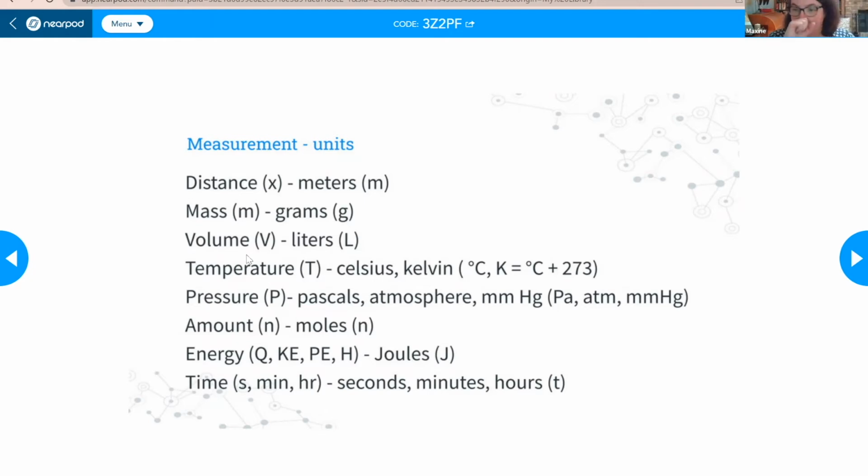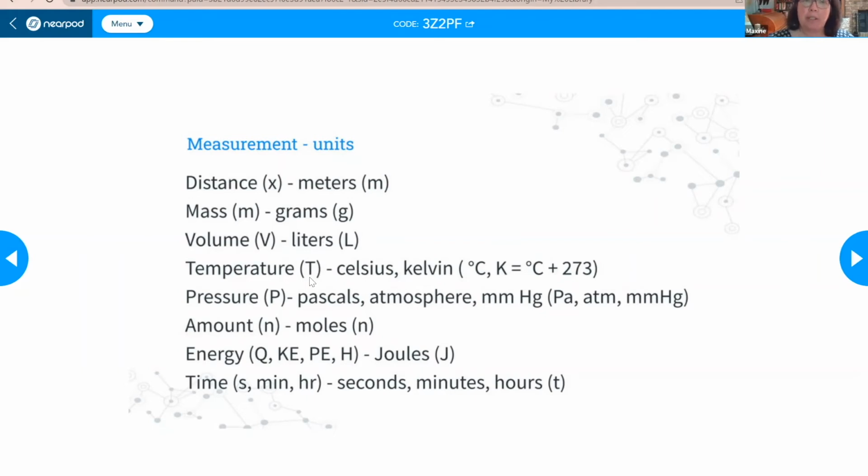For volume, volume in a formula is going to have a capital V, but the unit we measure volume in is liters or milliliters, which would be, again, a metric conversion. So liters or milliliters, and it's a capital L for liters.